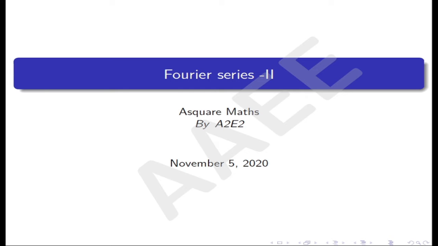In the previous session, we saw how to expand the Fourier series for f of x which is periodic with period 2l in the interval c to c plus 2l. Now, here in this session, we are going to see how to expand the Fourier series for f of x in the interval 0 to 2 pi.